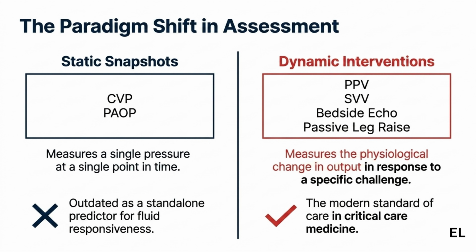Dynamic interventions, including pulse pressure variation, stroke volume variation, bedside echocardiography, and passive leg raising, evaluate how the cardiovascular system responds to a physiological challenge. By observing real-time changes in cardiac output or stroke volume, clinicians gain a much more accurate understanding of whether fluid administration is likely to be beneficial.